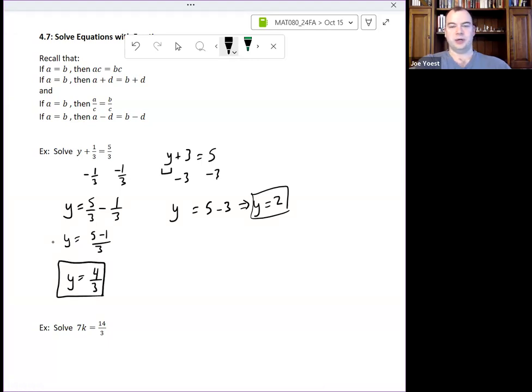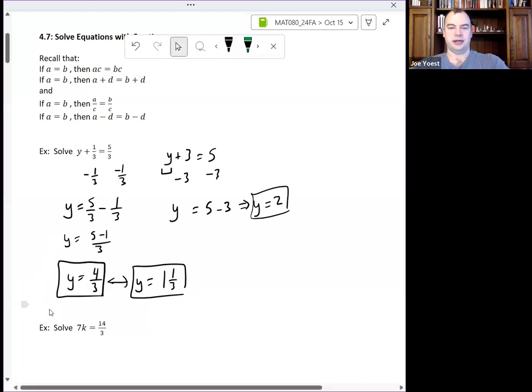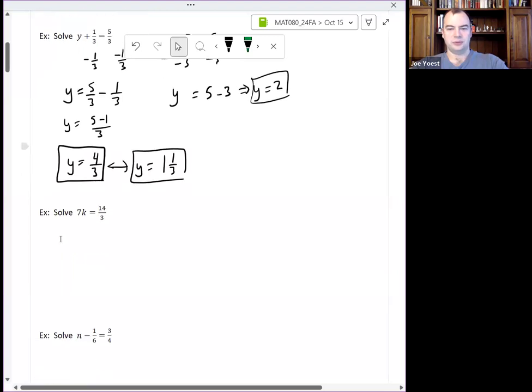And I can answer as y equals 4/3, or maybe I want to answer as a mixed number, y equals 1 and 1/3. Either way I want to write the answer, I guess it would just depend on what format I'm asked for or how I plan to use that answer. So again, I don't think anything really groundbreaking here.